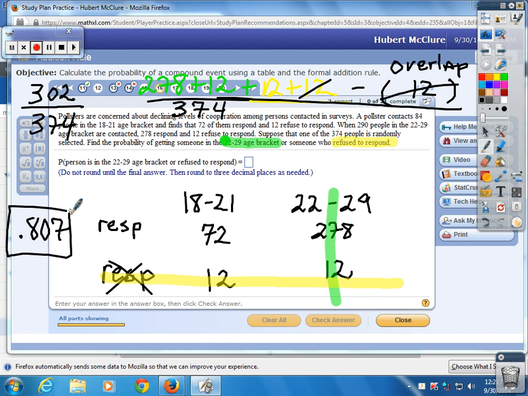And the answer is 0.807. So we'll type that in and see if we feel good about ourselves.